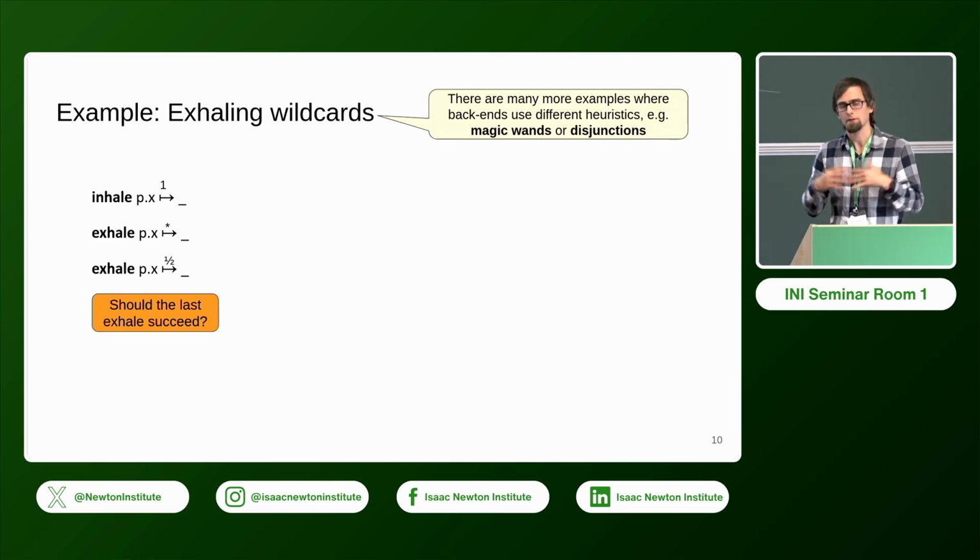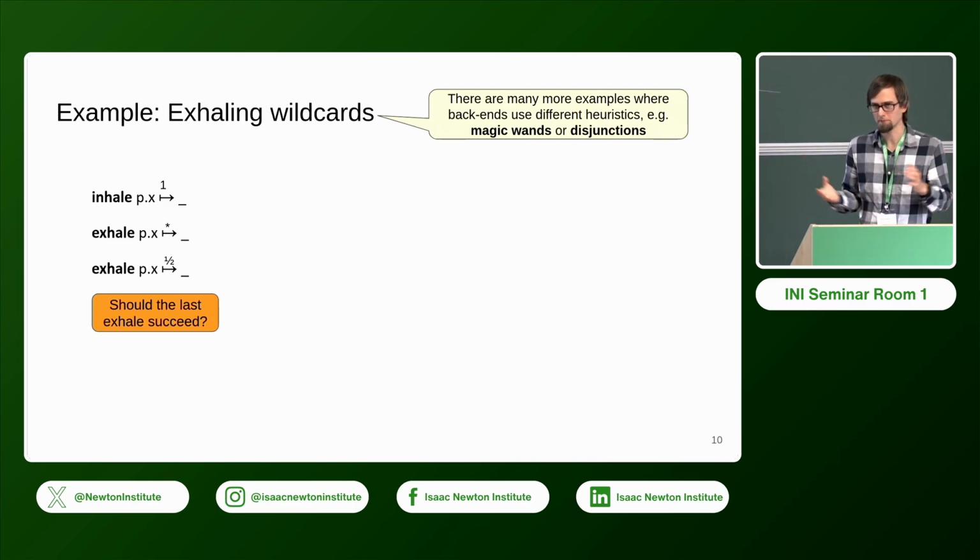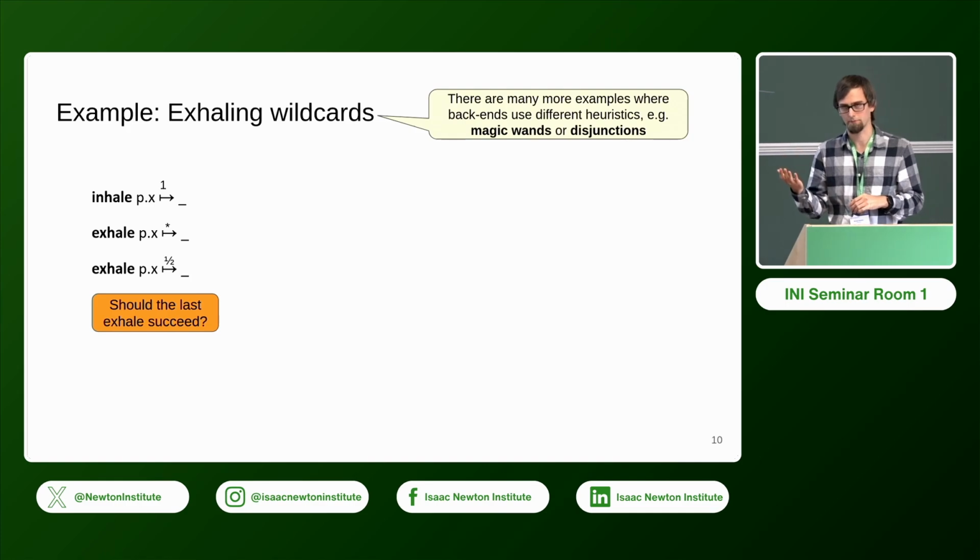To explain it, I first need to introduce fractional permissions. In separation logic, usually you don't just have either full permission or no permission, but you can also have a fractional permission between 0 and 1, and then inhale and exhale any fraction of this. Here we have a program which first inhales full permission to p.x, and then exhales a wildcard permission to p.x, where the wildcard means an arbitrary amount of permission. Afterwards it exhales 1/2 permission of p.x. Now the question is, according to the semantics of core IVL, should this last exhale succeed or not?